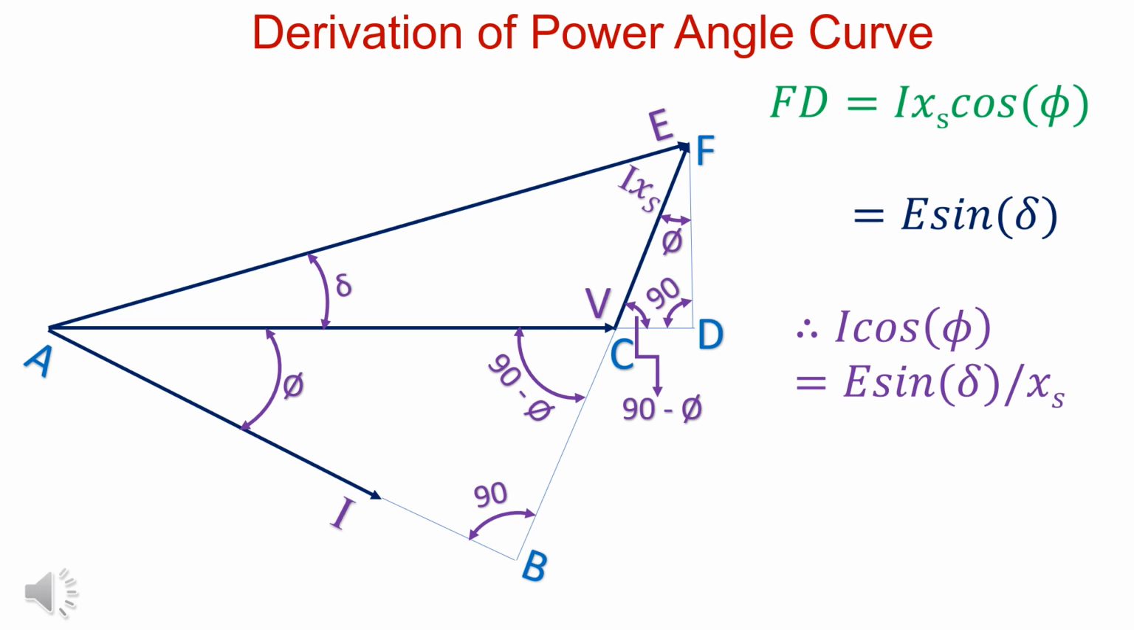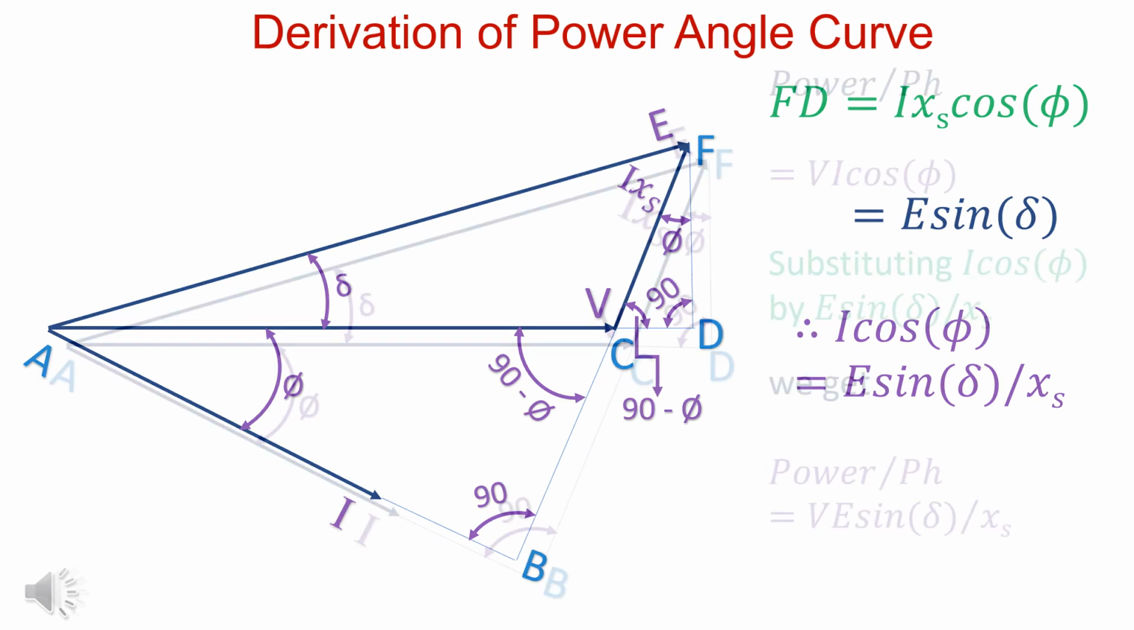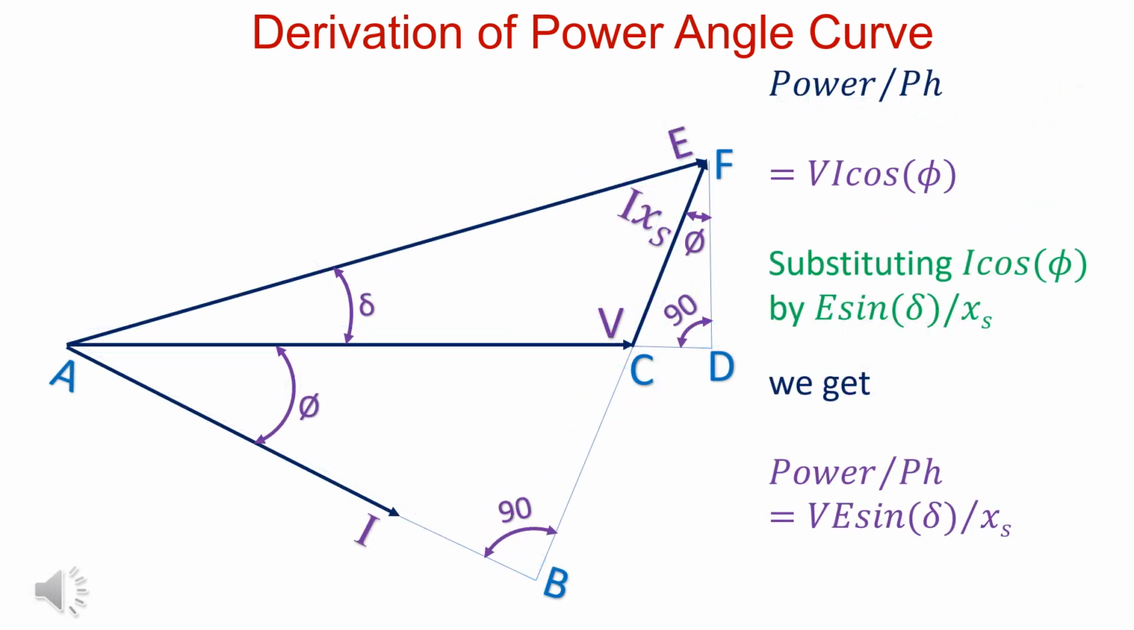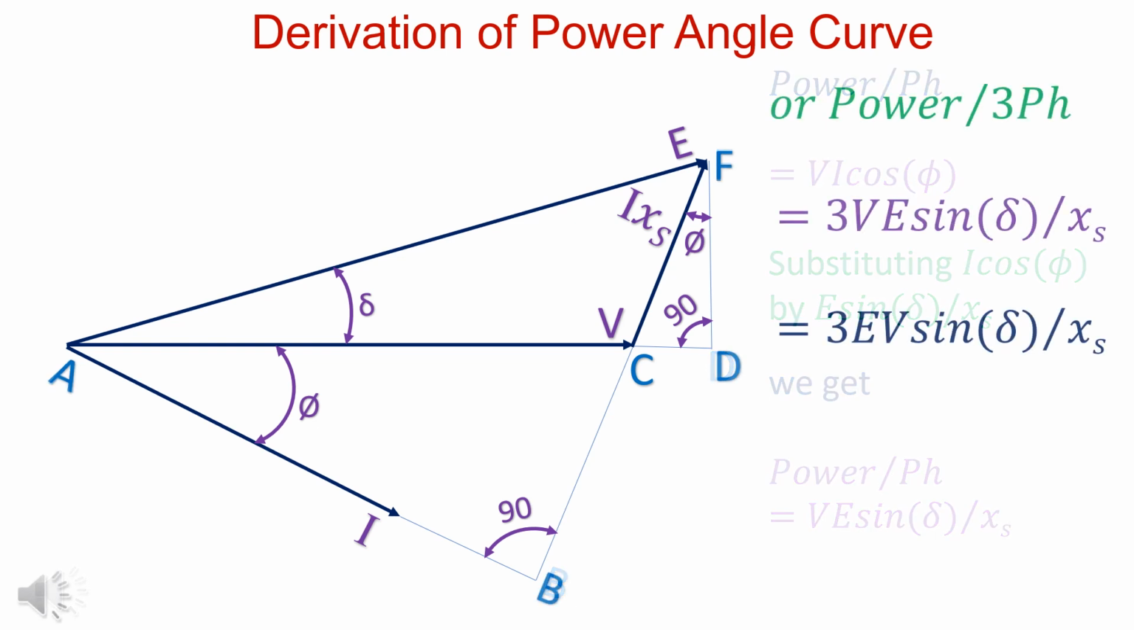FD is equal to I-axis cos phi, which is equal to E sin delta. That is, I cos phi is equal to E sin delta by XS. Power per phase is equal to V I cos phi. Substituting I cos phi with E sin delta by XS, we get power per phase is equal to V E sin delta by XS. Or power for three phase is equal to 3 E V sin delta by XS.